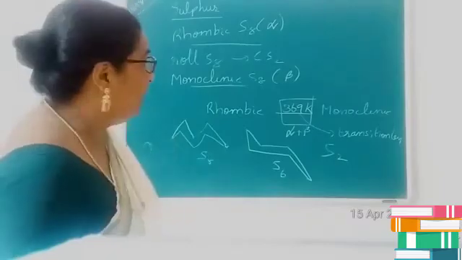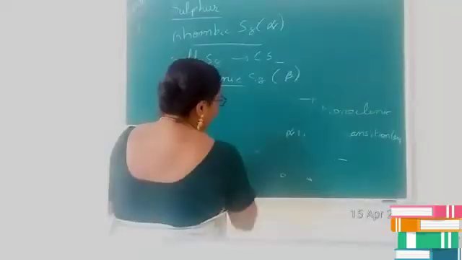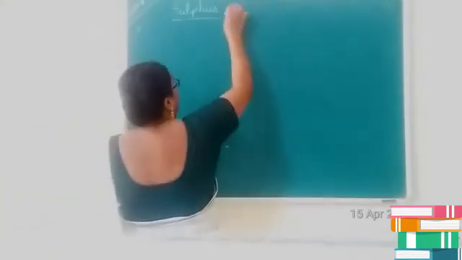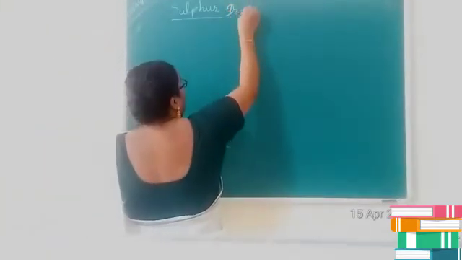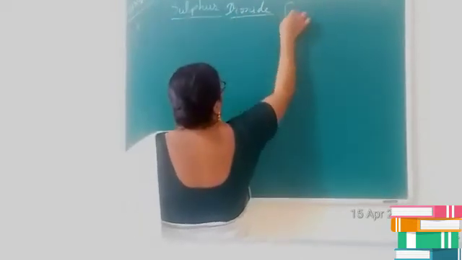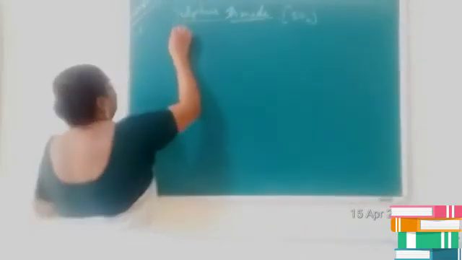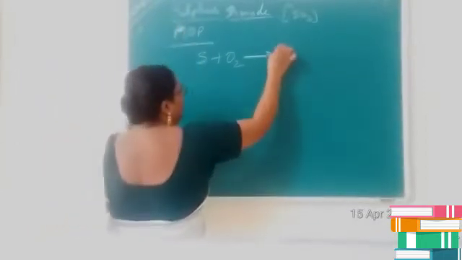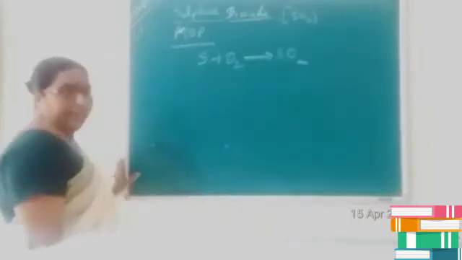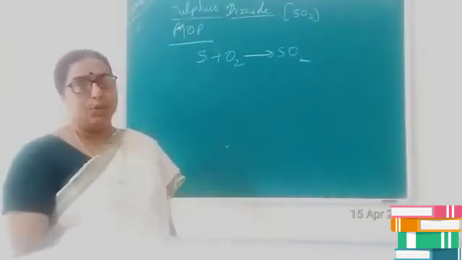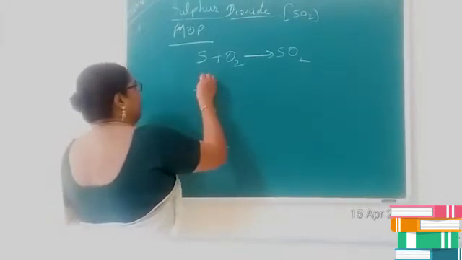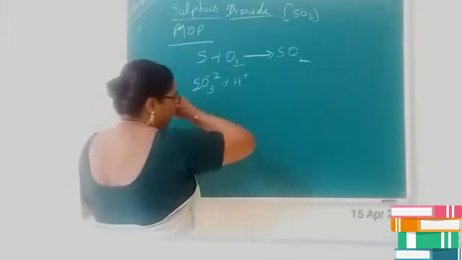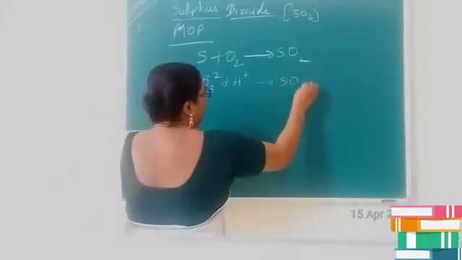Now let us study the compounds of sulfur. The first one to consider is sulfur dioxide. Let us study the preparation of sulfur dioxide, that is SO2. First, if you heat sulfur in excess of oxygen, you will get sulfur dioxide. S plus O2 will give you SO2. Or we can say that any sulfide source that undergoes reaction with acid treatment will give you sulfur dioxide.